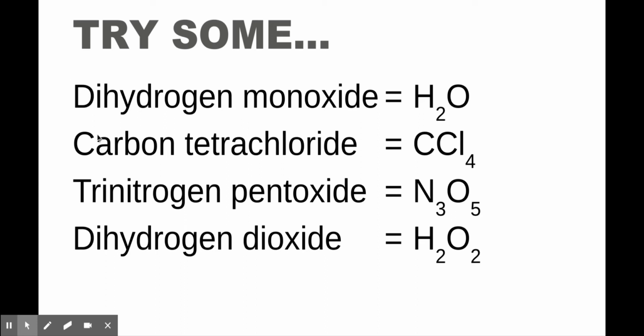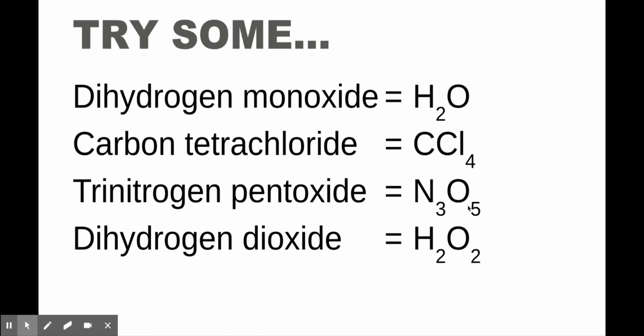Now, this is an example of where mono is not included on the first element. It's not monocarbon tetrachloride. That wouldn't be horrendously wrong. It's just not there. You're never going to hear a professional chemist refer to this as monocarbon tetrachloride. Trinitrogen pentoxide. Tri is 3, penta is 5. So this is 3 nitrogen, 5 oxygen.